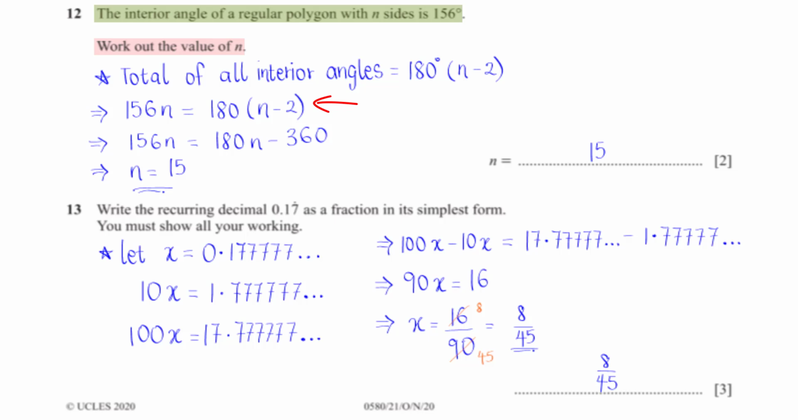And so we have 156n is equal to 180 times (n minus 2). When we expand the brackets, 180 times n is 180n. 180 times -2 is -360. When we simplify this further and make n the subject, we have n is equal to 15.